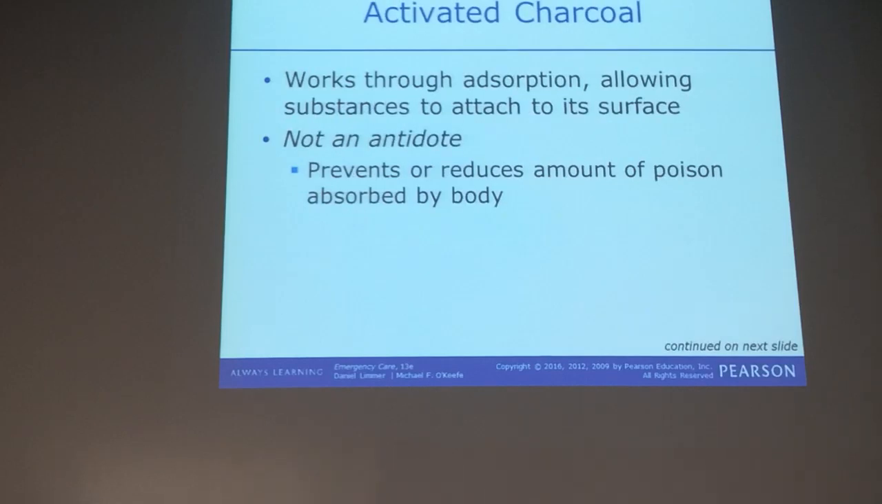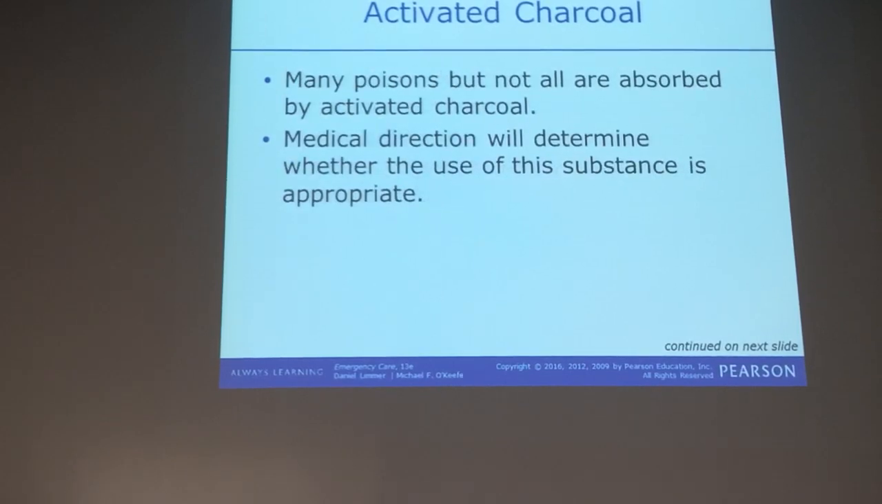Okay? Activated charcoal. It's one of the medications we talked about in chapter 16. Activated charcoal works through adsorption, allowing substances to attach to its surface. It is not an antidote. It prevents or reduces the amount of poison absorbed by the body. All it's trying to do is get in there and suck up what it can, okay? And it's not going to prevent the whole situation. Many poisons, but not all, are absorbed by activated charcoal, so it doesn't work on everything. It works on some things. And medical direction is a good way to find out what it can work on and what it can't, right? We don't know all that stuff, and we're not required to know all that stuff. Sometimes it's okay to accept that some things we have to call for help on.